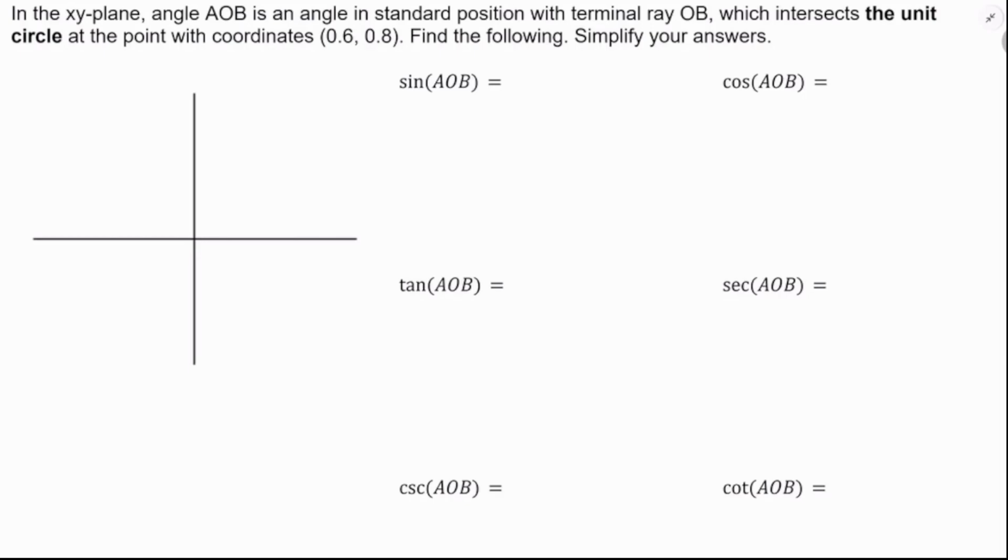Okay. In the xy plane, angle AOB is an angle in standard position with terminal ray OB, which intersects the unit circle at the point with coordinates 0.6 and 0.8. When it says the unit circle, that means it's centered at the origin and has radius 1.